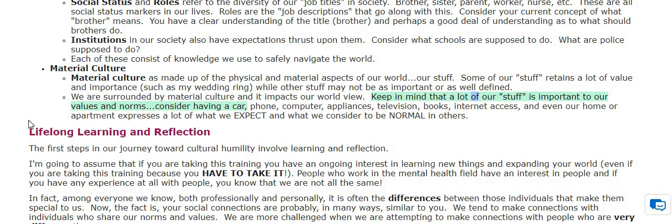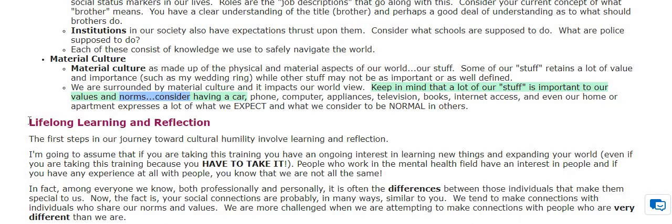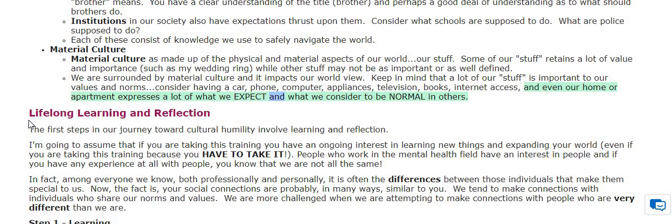Keep in mind that a lot of our stuff is important to our values and norms. Consider having a car, phone, computer, appliances, television, books, internet access, and even our home or apartment expresses a lot of what we expect and what we consider to be normal in others.